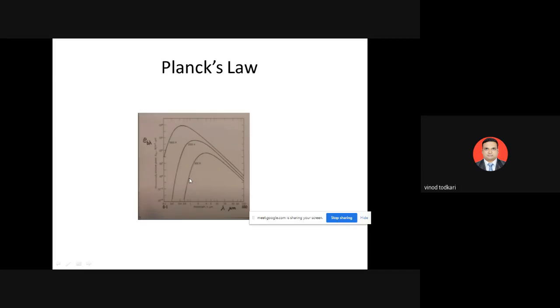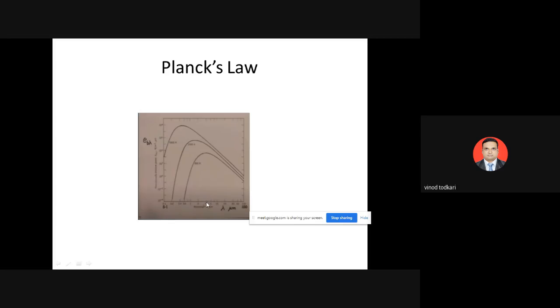Remember that Planck's law is also for a black body. It is not for general bodies. It is for a black body. At constant temperature, as the wavelength increases, the monochromatic emissive power of a black surface increases. It attains a maxima and then it decreases. This was the first observation of Planck. What is the first observation? For a constant temperature, as the wavelength increases, the monochromatic emissive power of a black surface increases, attains a maxima, and then decreases.